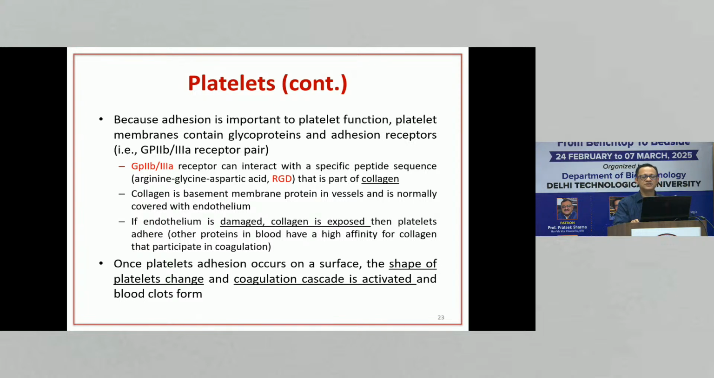If endothelium is damaged, collagen is exposed, platelets adhere, and other proteins in blood have high affinity for collagen. Once platelet adhesion occurs on the surface, the shape of platelets changes and the coagulation cascade is activated and blood clots start forming. Okay, we will talk about the coagulation cascade in the next few slides, but the platelet shape change is the activation of platelets.